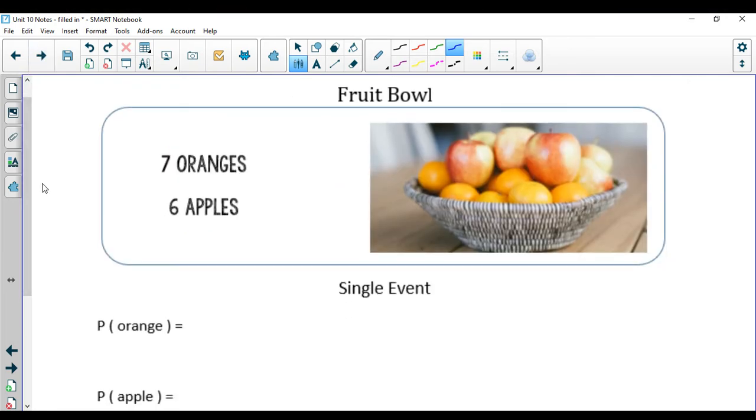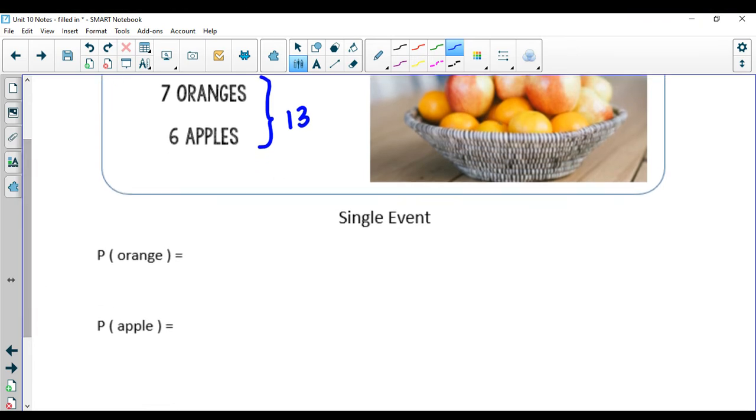For our first example, we're going to be talking about a fruit bowl. We have 7 oranges in our fruit bowl and 6 apples. One of the first things I would always suggest you do is to go ahead and add these together, which does give us 13, so that we know how many potential outcomes we are talking about.